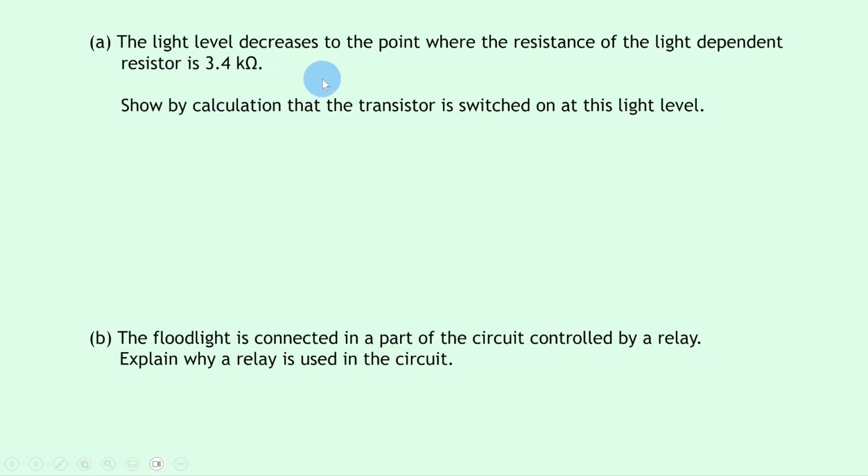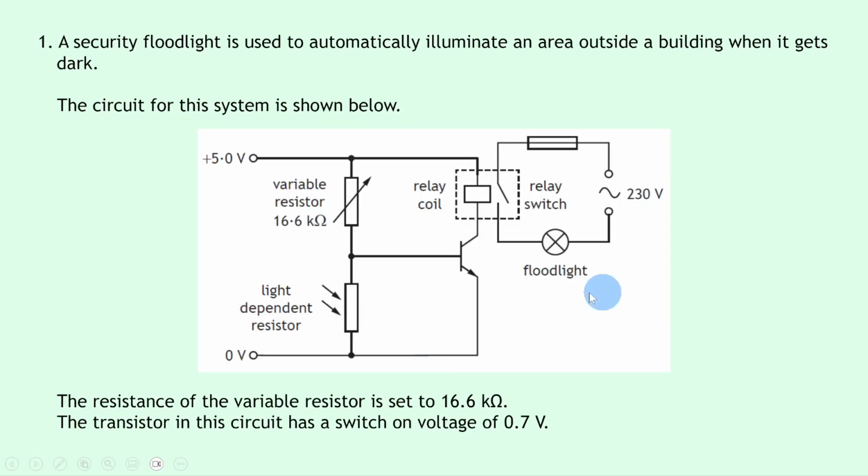Part A says the light level decreases to the point where the resistance of the light-dependent resistor is 3.4 kiloohms. Show by calculation that the transistor is switched on at this light level. Well, looking back at the diagram, we're told that this LDR has a resistance of 3.4 kiloohms or 3400 ohms. And in order to show by calculation that this transistor will switch on at this light level, we need to know what the voltage is going to be across this transistor to show that it's greater than or equal to 0.7 volts.